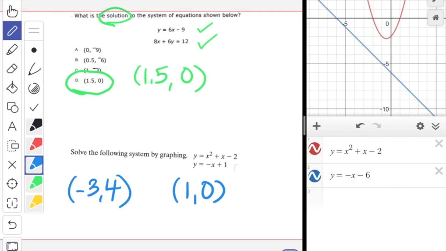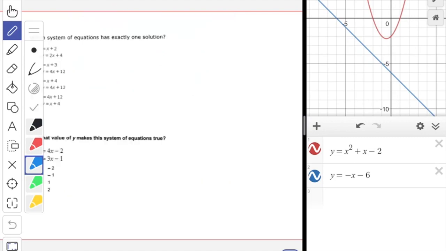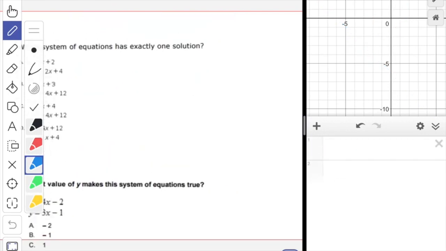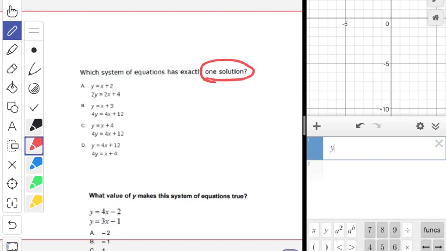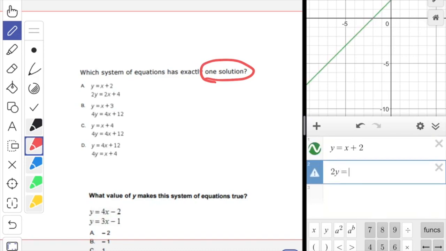Okay. All right. So then we have the next two. So this one says, which system of equations has exactly one solution? So how do we figure out which one has exactly one solution? Well, we would need to go through the process of graphing these. And in graphing these, we are going to look and analyze the relationship that we see.